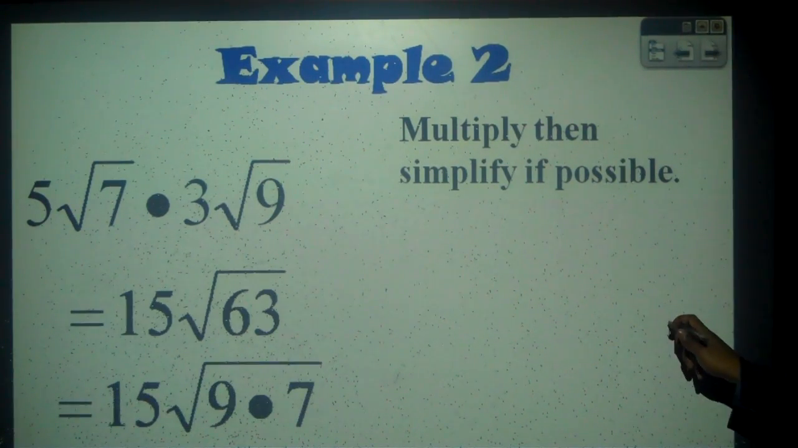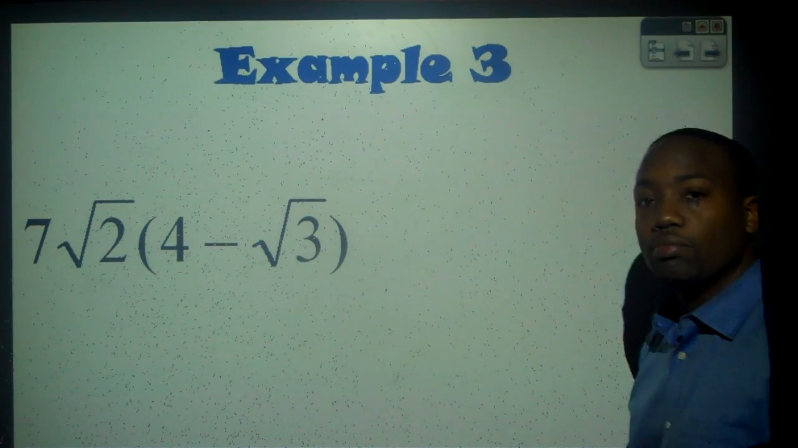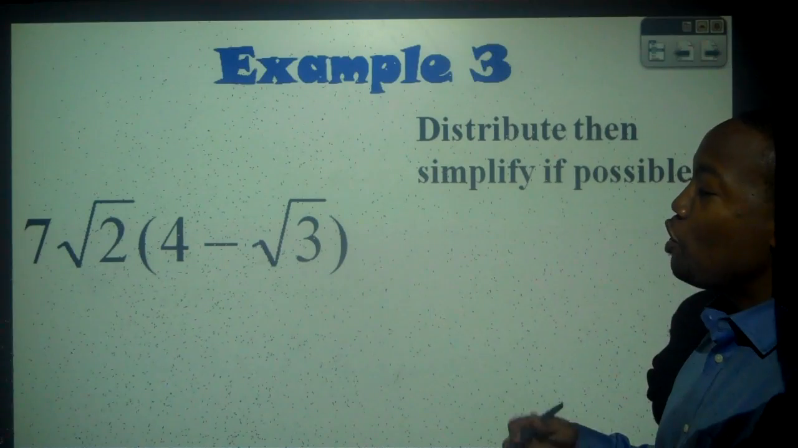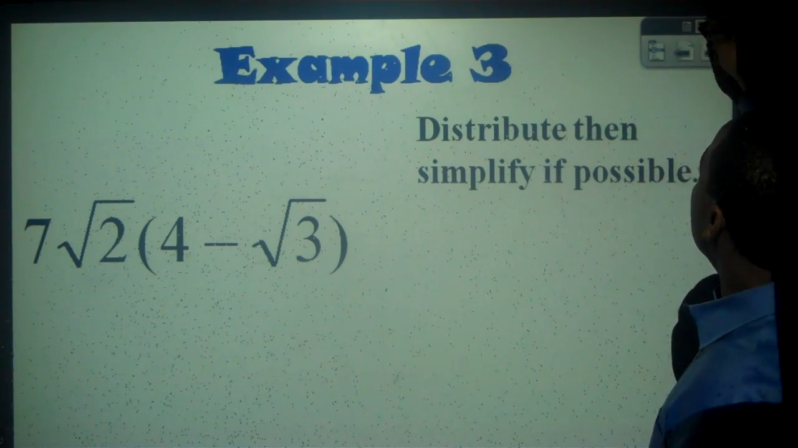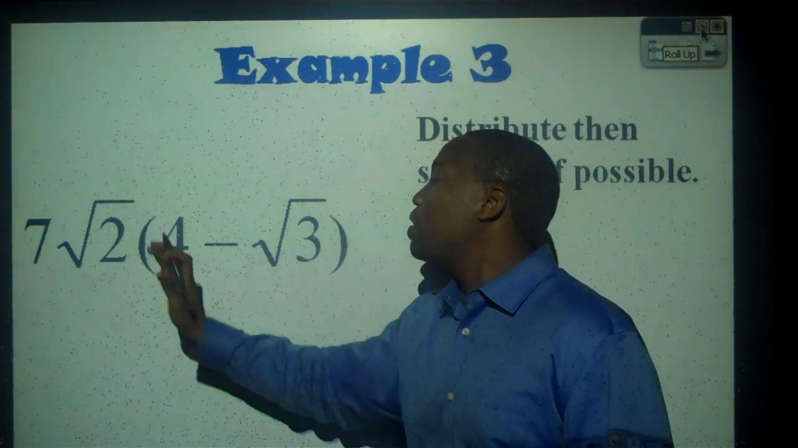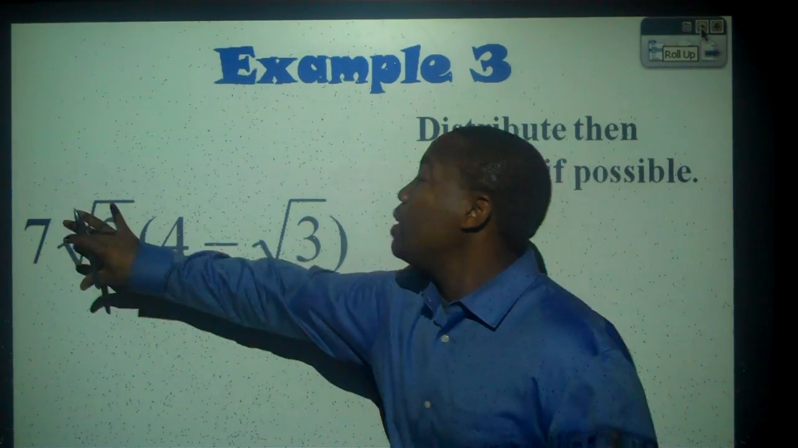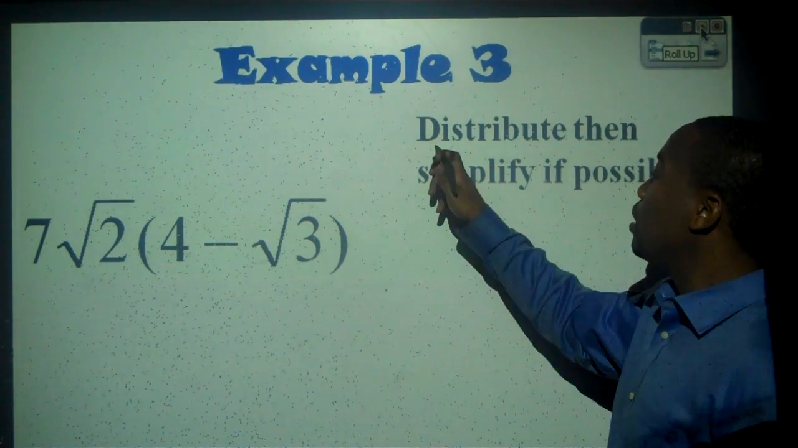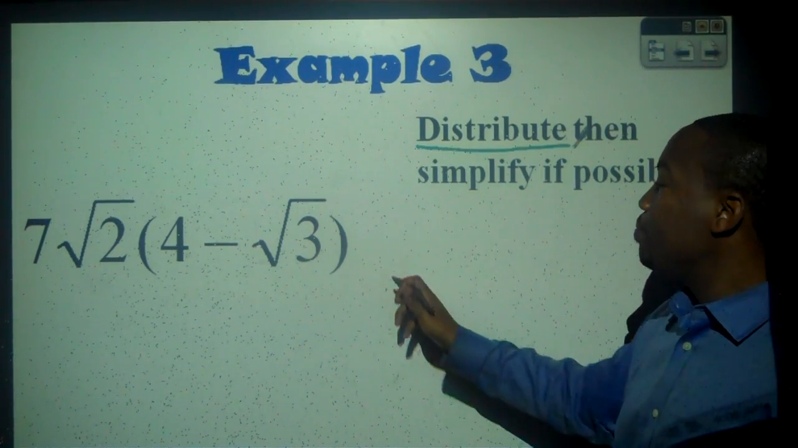Now, our next one is a little different, but based on how I show you to do this, you'll be basically fine. So, same concept, but the only thing that's different is I have a little parentheses right here. So to multiply this times this and this times that, I'm going to distribute it in. So you want to distribute.